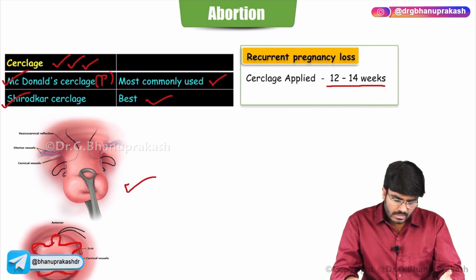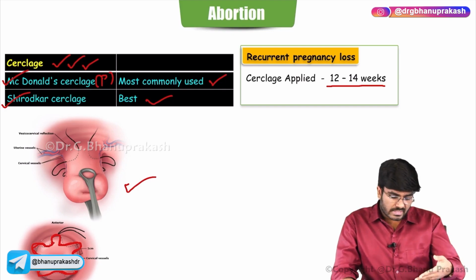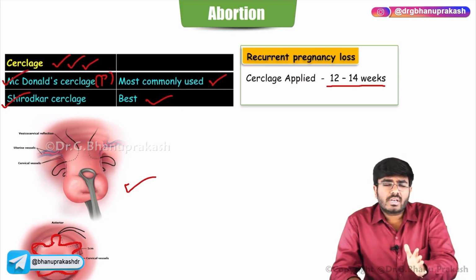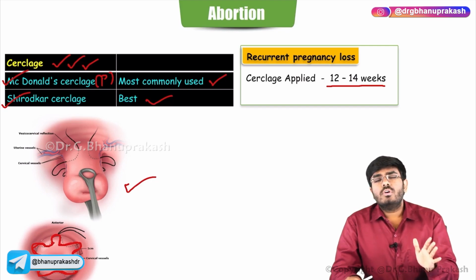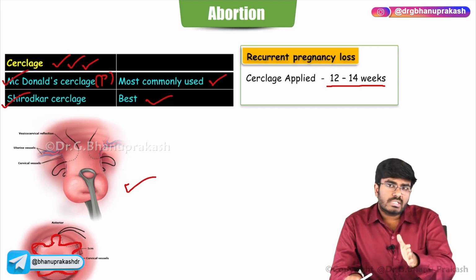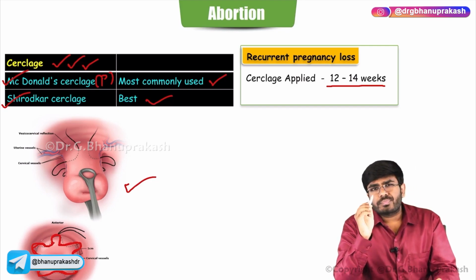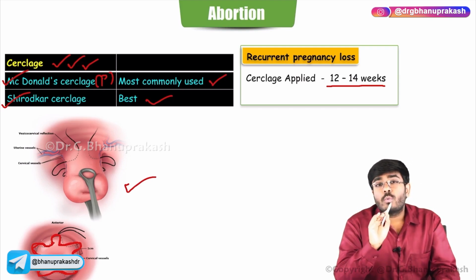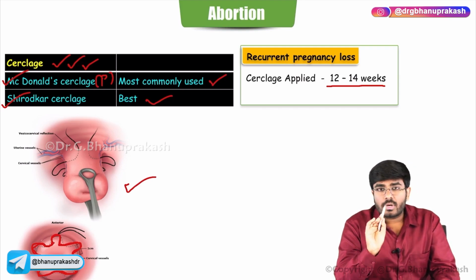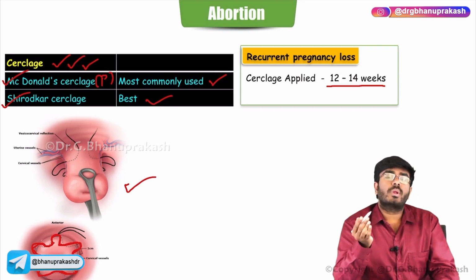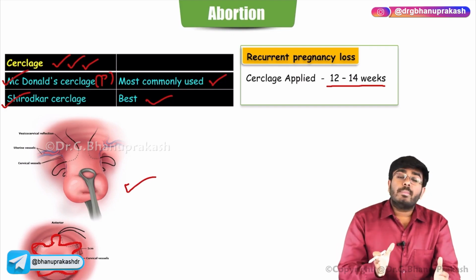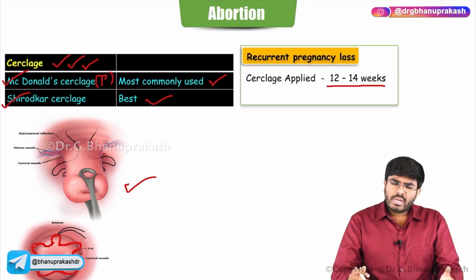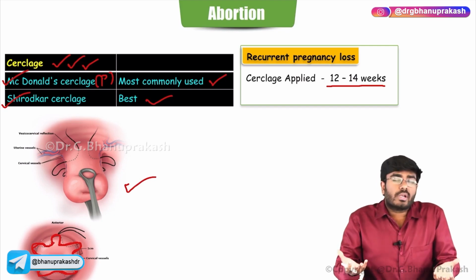Why not first trimester? Cervical incompetence is going to cause second trimester recurrent abortions, not first trimester. So we are putting these sutures in the second trimester. Remember, in the first trimester, the most common cause of spontaneous abortions is chromosomal abnormalities. Am I right or not? Yes, the most common cause of spontaneous abortions is going to be a chromosomal abnormality. Now the baby in this current pregnancy might be having some aneuploidy, so it will be automatically aborted.